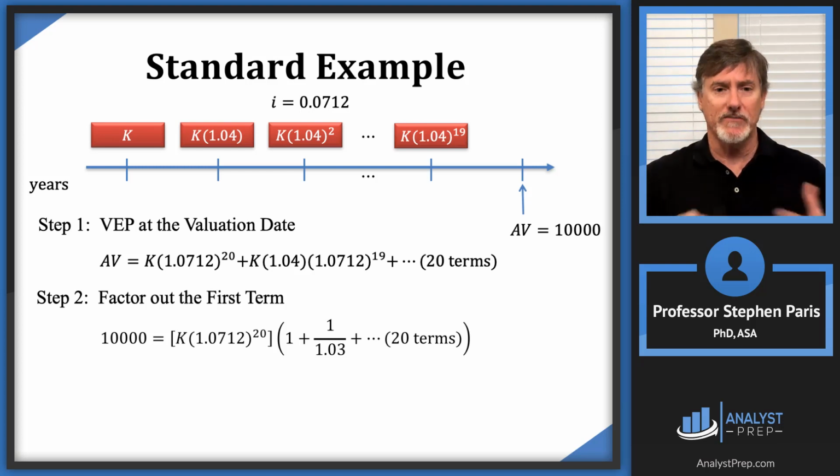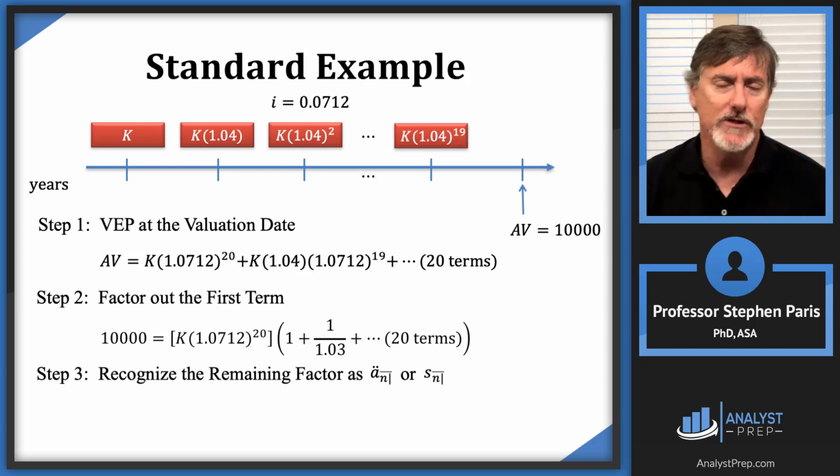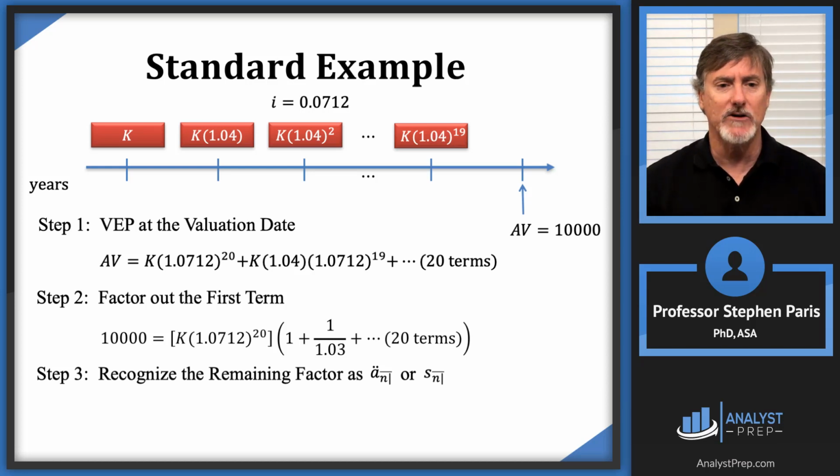So at this point I've got an expression. I factored out the first term. I'm at step 2 and ready to move on to step 3. Step 3 is to recognize the remaining factor, what's in parentheses, as either an A double dot or an S. Now I've got angle N, and I see that there are 20 payments, so the N is going to be 20. Because 1 over 1.03 is less than 1, I'm thinking of that as a V value. And so I recognize what's in parentheses as an A double dot angle 20.